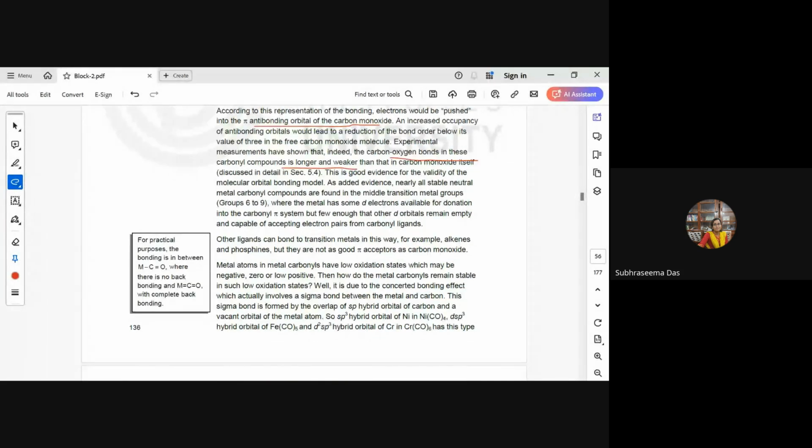Other ligands, like alkenes and phosphines, can bond to transition metals through this concept of back bonding, but they are not as good pi acceptors as carbon monoxide. So back bonding clearly explains the stability of metal carbonyls. However, with the concept of back bonding, other complexes using alkenes and phosphines, these ligands can also be attached to the metal center.